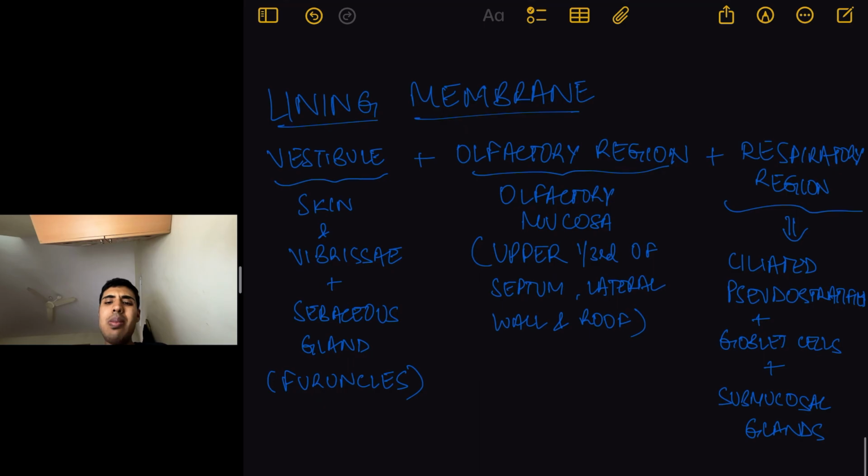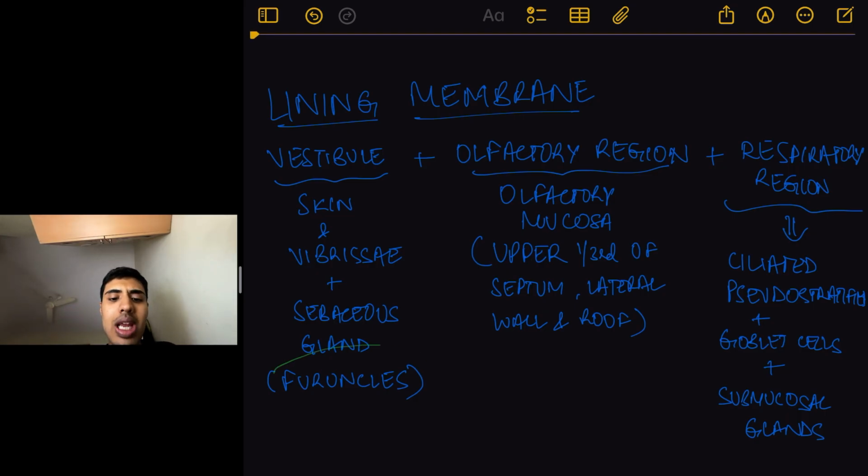Then coming to the lining membrane. This is a fairly simple topic. So basically, the vestibule is lined by the skin. Skin, vibrissae, that is the short, stiff, curved hair, sweat glands, oil glands, etc. So you can have furuncles there. You can have folliculitis. You can have sebaceous cysts, various different things.